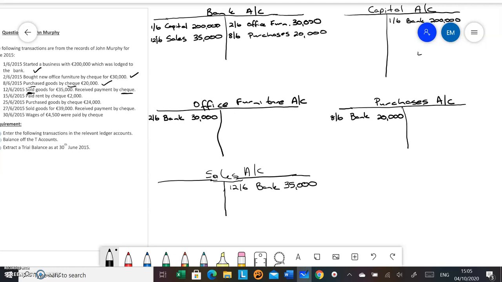And that is that one completed. Again, tick them off as you go along. Then on the 15th of June, the business paid rent by check. So rent is an expense and check, therefore the other side of the entry will be impacting your bank. So the transaction should give you hints on where the two sides of the transaction will be.